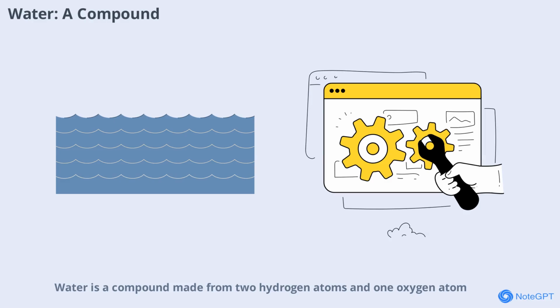Water is a compound made from two hydrogen atoms and one oxygen atom. It has properties very different from hydrogen and oxygen alone. Water is essential for life and is found everywhere on Earth. Its unique properties make it one of the most important compounds.